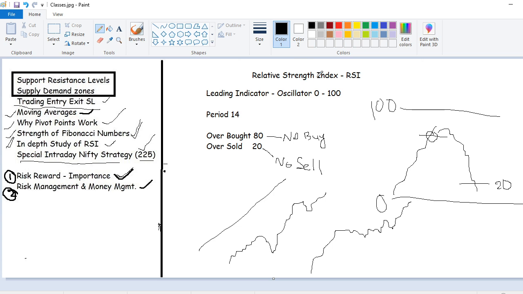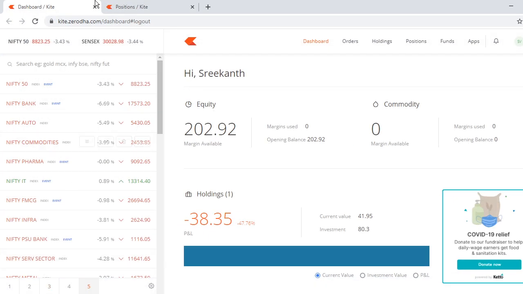So what does RSI tell? RSI says where the overbought zone is and where the oversold zone is. Whenever it enters the overbought zone, no more buying, and whenever it enters the oversold zone, no more selling. That is what your RSI says. Okay, so let's see on the chart.